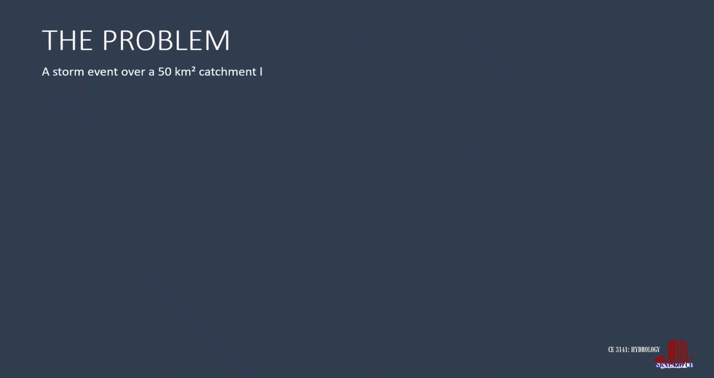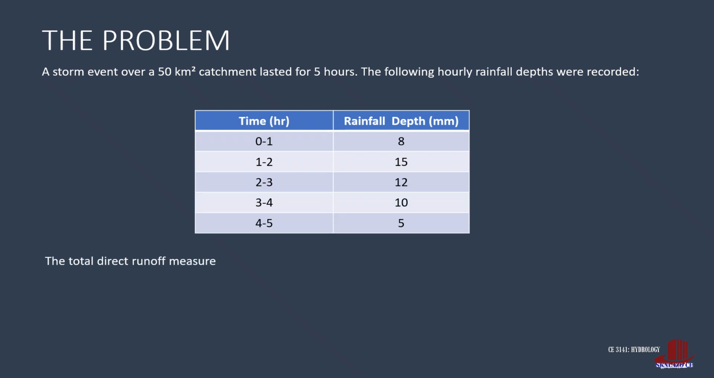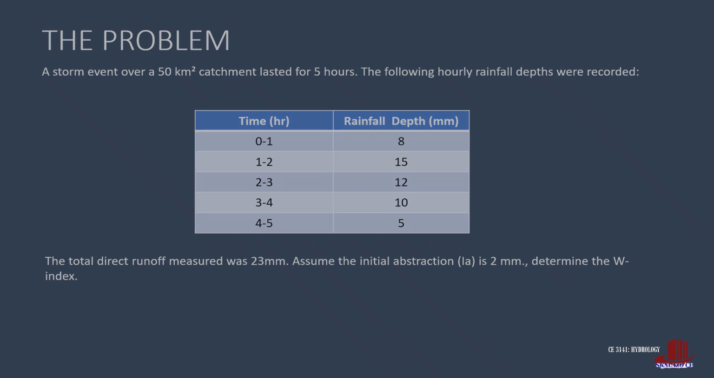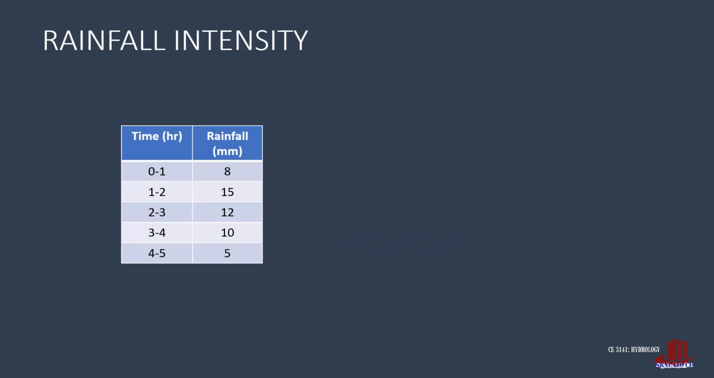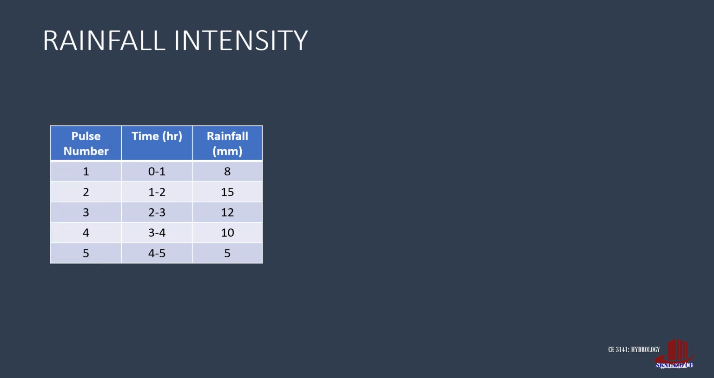The first example for this index includes a recorded storm over a catchment area. With a given total direct runoff of 23 millimeters, we are to determine the W index assuming initial abstraction is 2 millimeters. This index also uses the hyetograph, which means we are also to look for the rainfall intensity. The first step is to place pulse numbers for each entry, then take a closer look at the provided parameters.